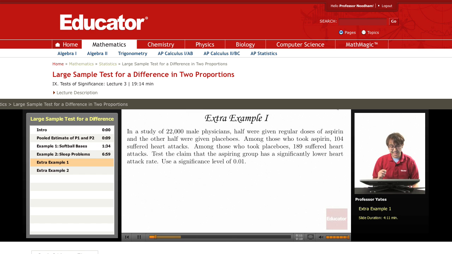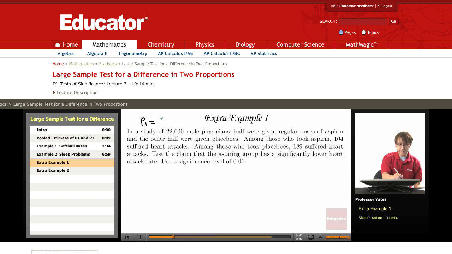So in our first example here, what we're looking at is a study of 22,000 male physicians. Half were given regular doses of aspirin and the other half were given placebos. Among those who took aspirin, 104 suffered heart attacks. Among those who took placebos, 189 suffered heart attacks. Test the claim that the aspirin group has a significantly lower heart attack rate. Use the significance level 0.01.